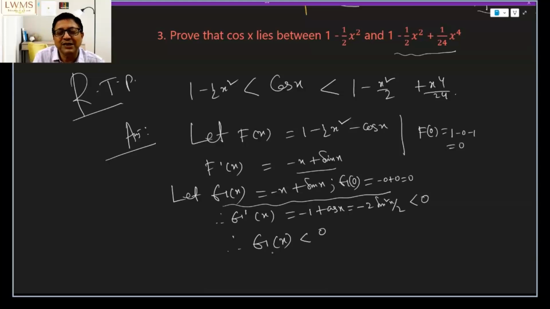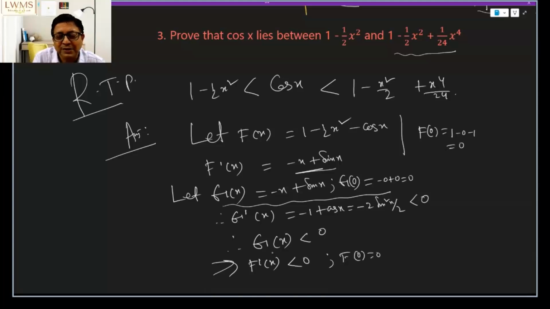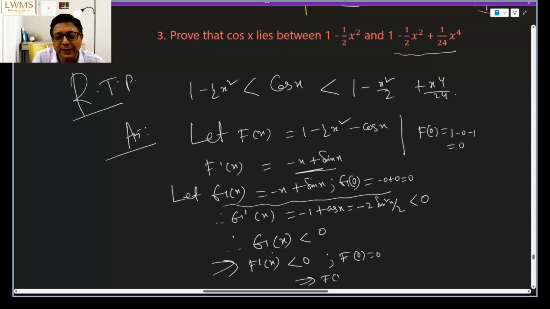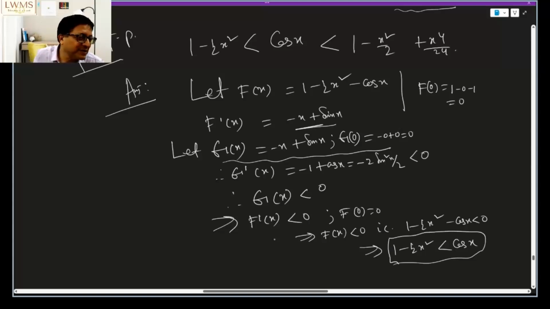But gx less than 0 means g dash x, gx all are less than 0. Gx is what? This function f dash x. So what does this imply? F dash x less than 0. But f0 equal to 0 you have seen. So what does this imply? Fx remains negative. That is 1 minus half x square minus cos x less than 0. This implies less than cos x. Clear?